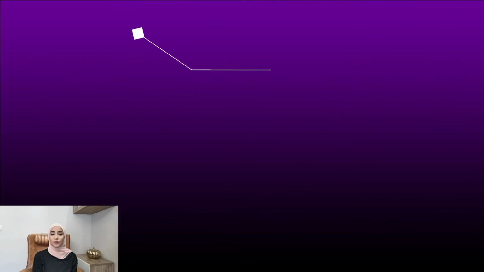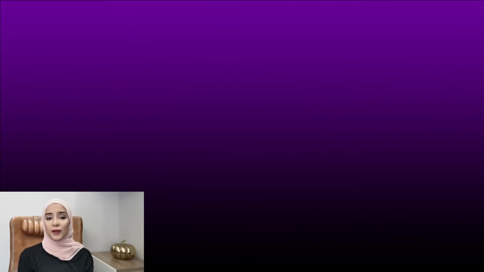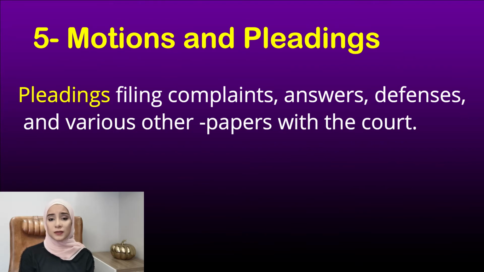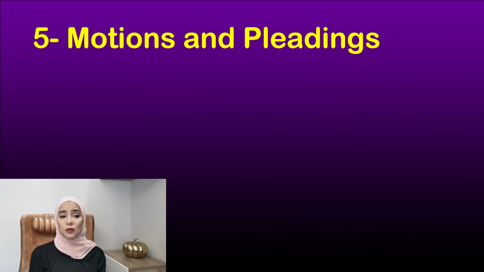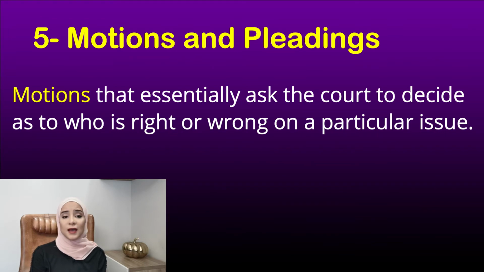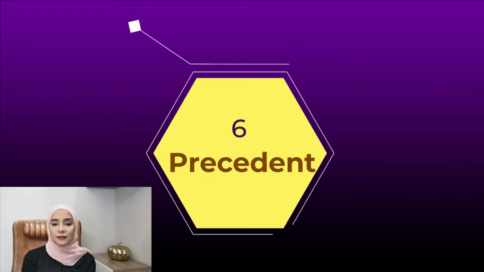Number 5. Motion and pleadings. This is where the parties move the case forward by filing complaints, answers, defenses, and various other papers with the court. These documents called pleadings move the case forward. There are also papers called motions that essentially ask the court to decide as to who is right or wrong on a particular issue. The sixth term we have today is precedent.